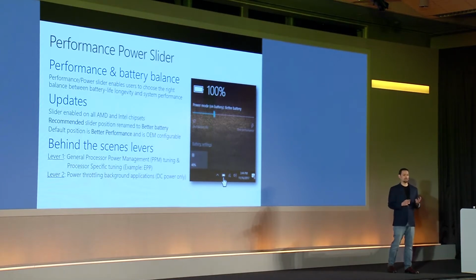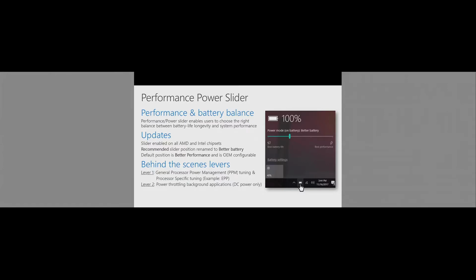So there are two levers that are used by the slider to make trade-offs between better performance and more power, or more efficiency. The first lever is the processor power management, or PPM tuning, which you're going to hear a lot about in the next 10-15 minutes. The second lever is power throttling of background applications on DC power.